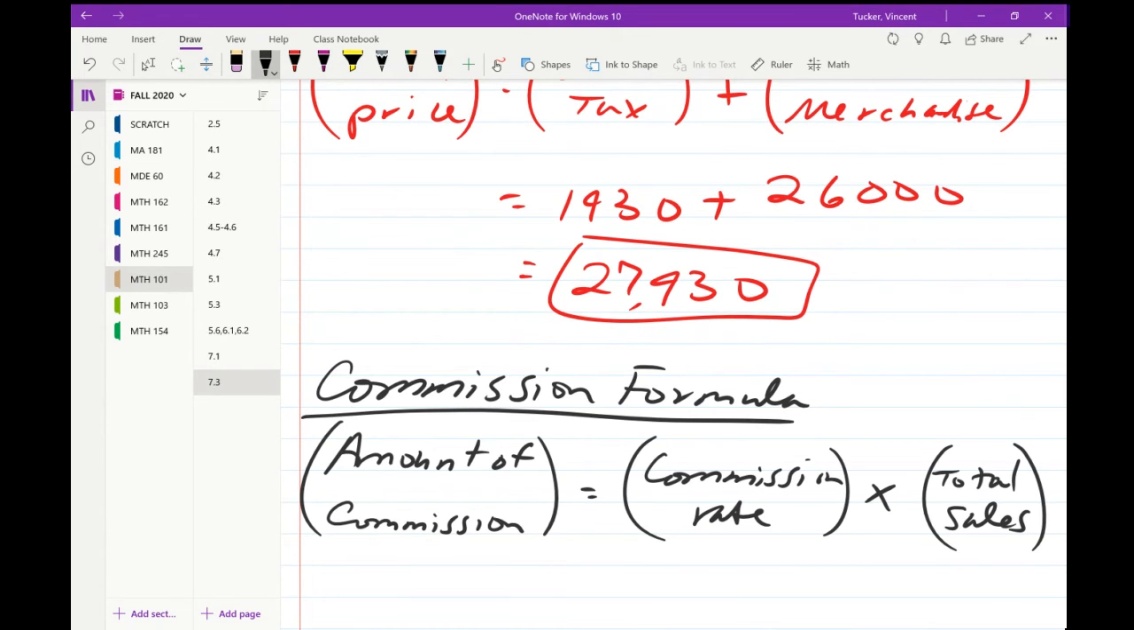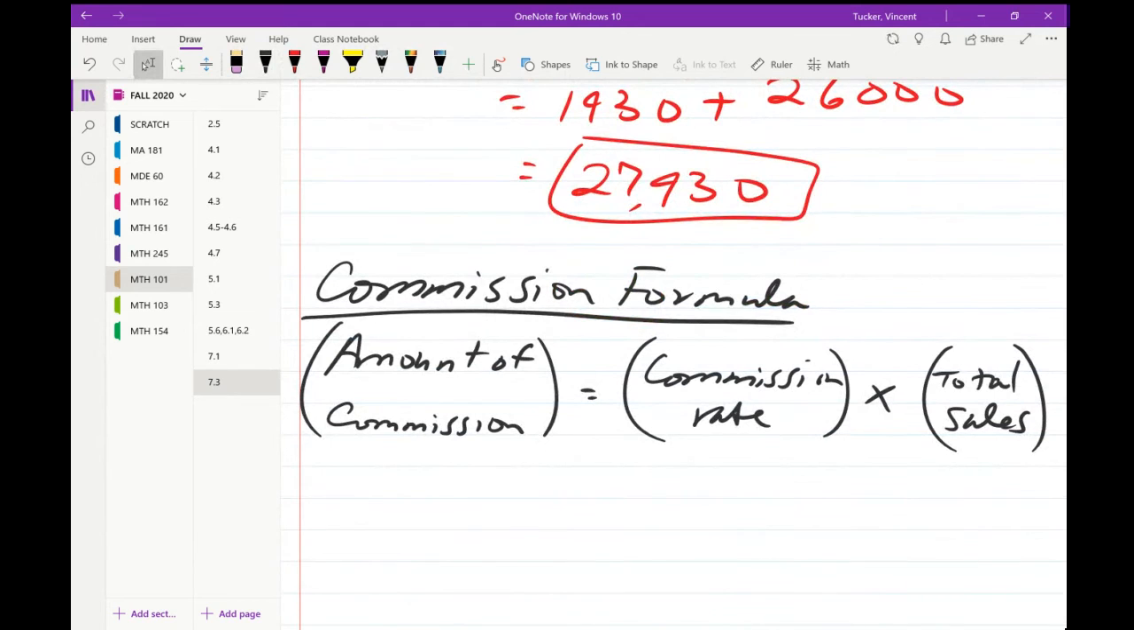All right, so your commission formula is very similar to what we just did with sales tax. Your amount of commission will be equal to your commission rate times your total sales.